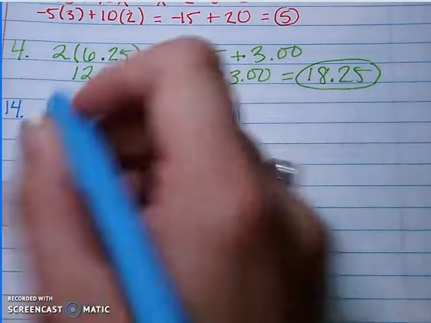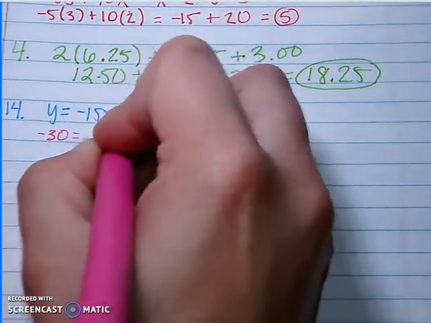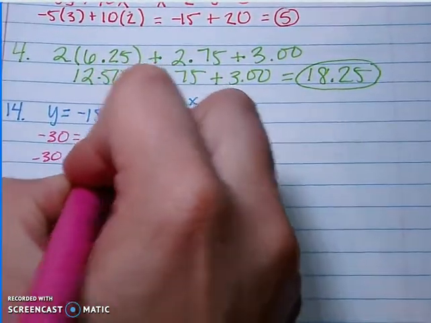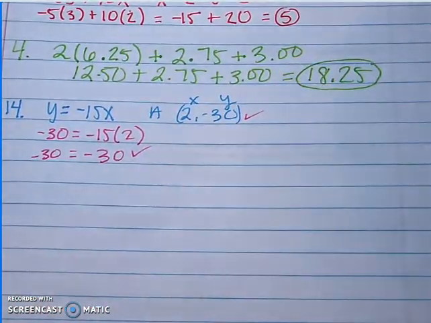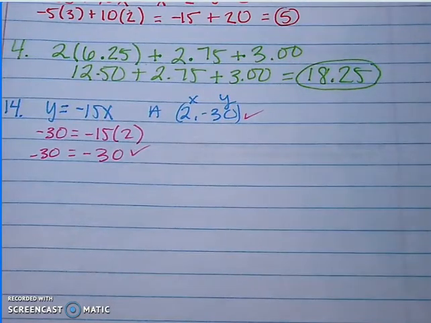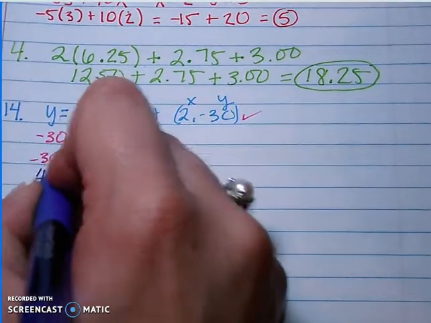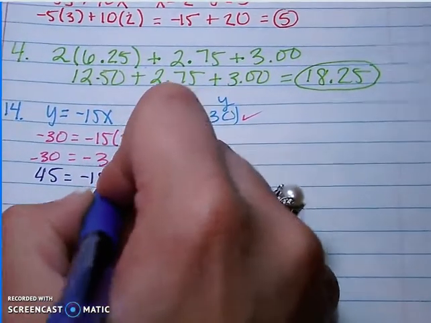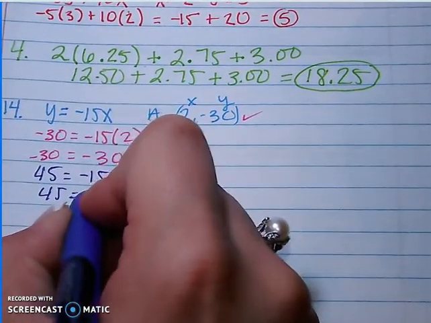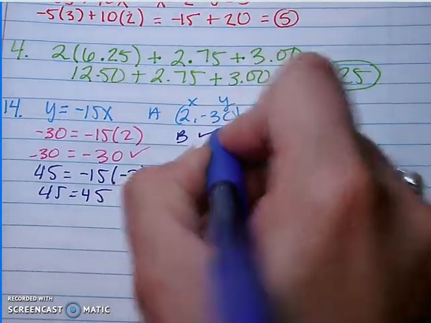So -30, put it in a different color, negative 30 equals negative 15 times 2. Negative 30 equals negative 30. That works. So that isn't not a solution. That is a solution. All right. B says 40. Y is that 45, and then x is negative 3. Well, a negative times a negative is a positive, so that works. So B works.